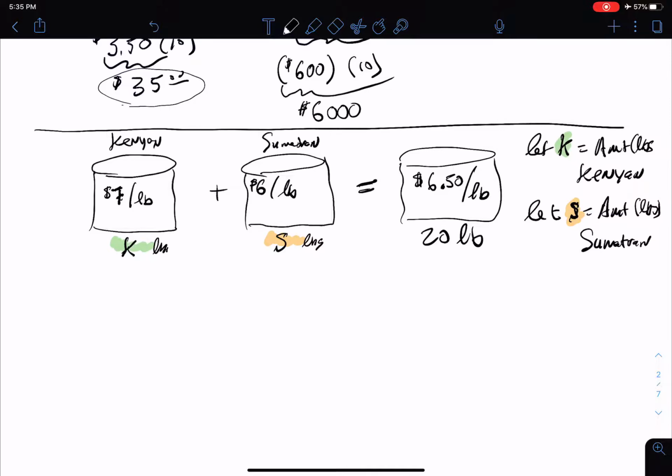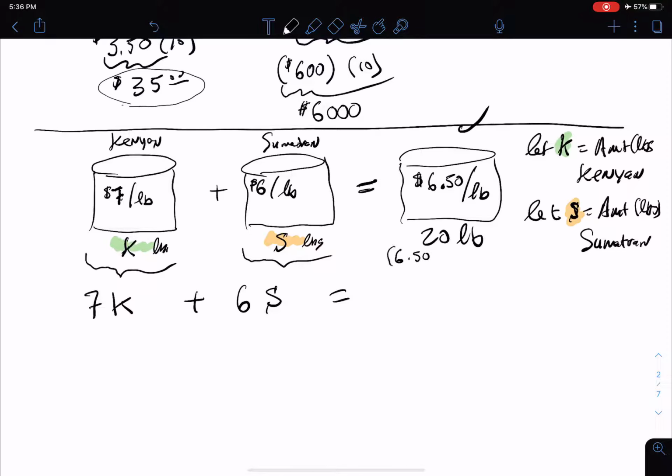If I want to know how much this Kenyan pot of coffee costs, it's going to be $7 a pound times K. And if I want to know how much the Sumatra, it's not a pot of coffee, it's already brewed, but it's the beans. How much the can of beans cost? Well, it's going to be $6 per pound. And how many pounds do you have? I got S pounds. I know that abstract, calling it S pounds is a little bit hard, but that's algebra for you.